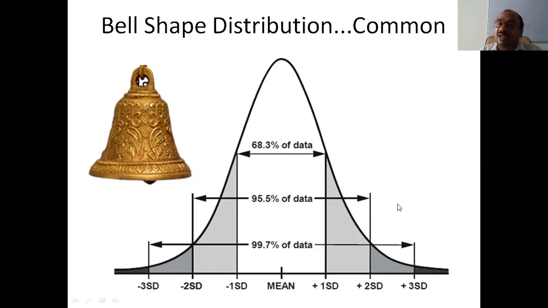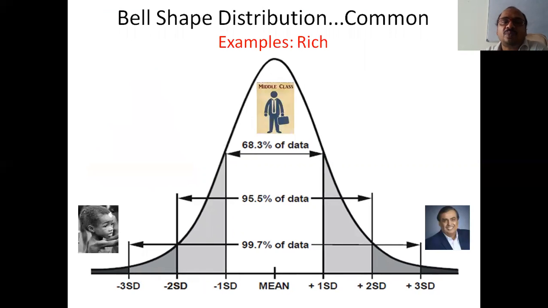Okay, right. Now we will see the interesting importance of the bell shape. Right? Now let's start. Bell shape distribution fits into any situation, as I have already told. Now you take the example of rich.